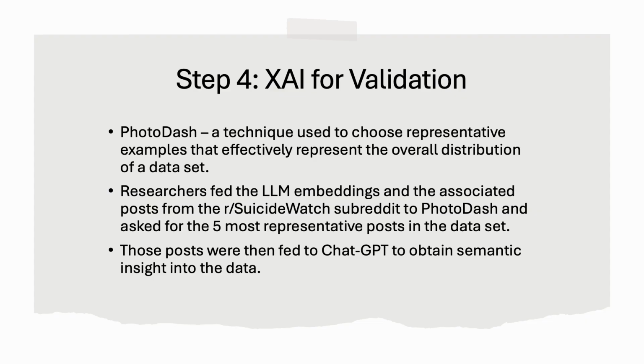Lastly, in step 4, the researchers used explainable AI as a form of validation. They used a technique called PhotoDash, where they were able to choose the posts that best represented the total data set. What they found were 5 posts. They then fed these posts to ChatGPT and were able to gain semantic insight into the data.